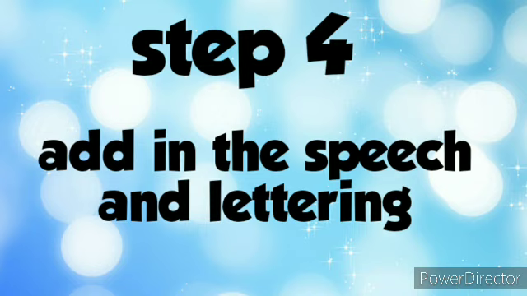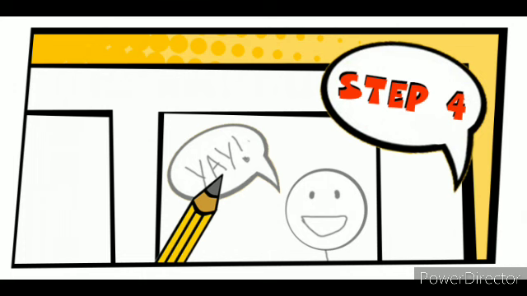Let's move on to the next step, which is add in the speech and lettering. Now, add in the lettering for your speech into your speech bubbles. And don't forget to double check your spelling. Don't make mistakes. Remember, the size of your lettering could show whether a character is shouting or whispering. For example, lettering in full capitals shows that your character is shouting. So, step 4, add in the speech and lettering.